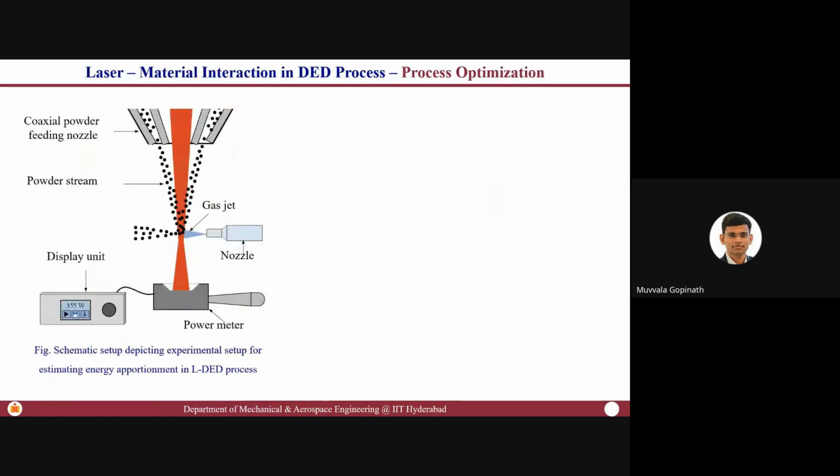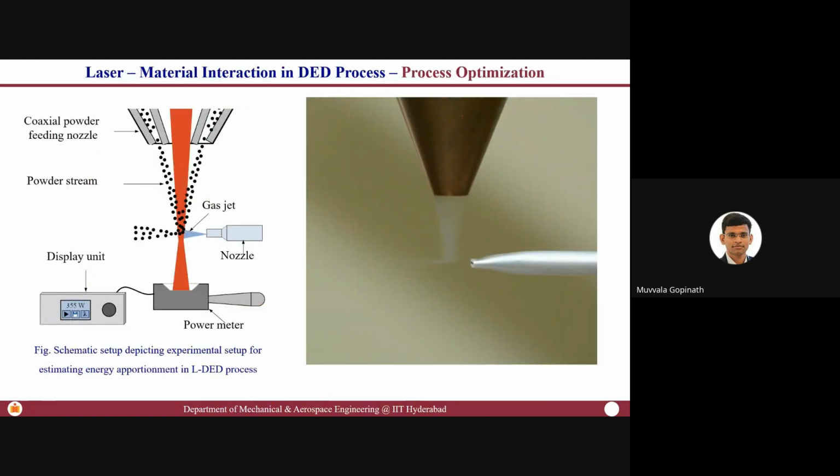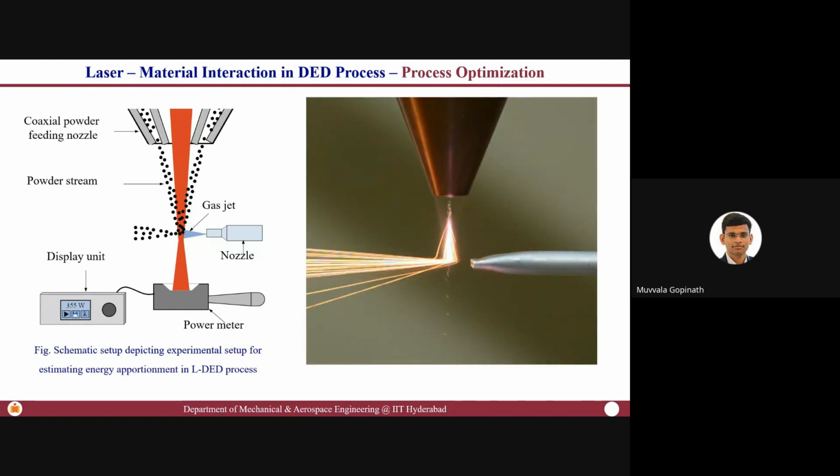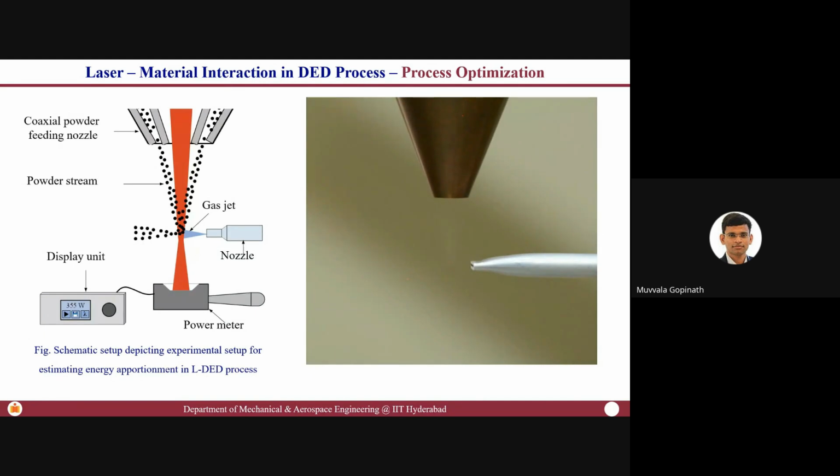Now, in reality, this is how the experimental setup looks. You can see the laser is coming from the center of the nozzle, the powder is coming through the nozzle, they are allowed to interact over a length, and after that, we have just kept a gas jet. The rest of the energy falls onto the power meter, giving you an estimate of the energy reaching the substrate.